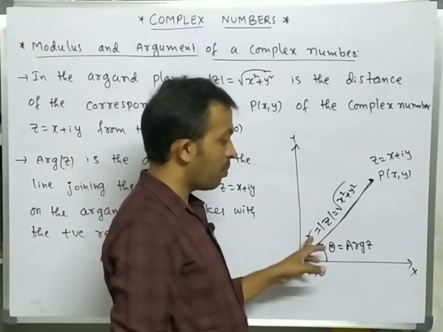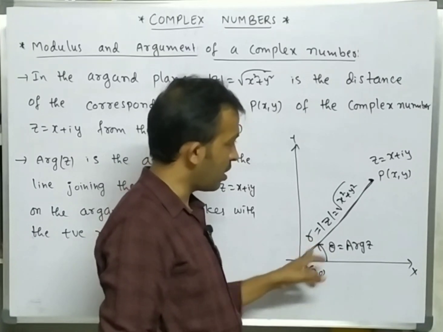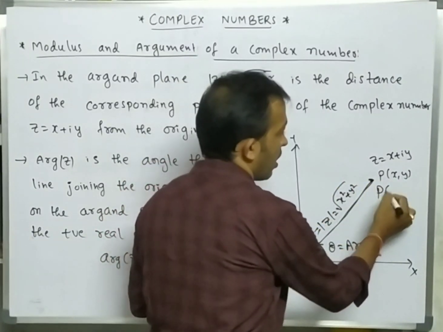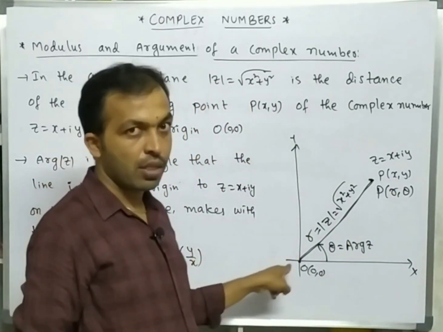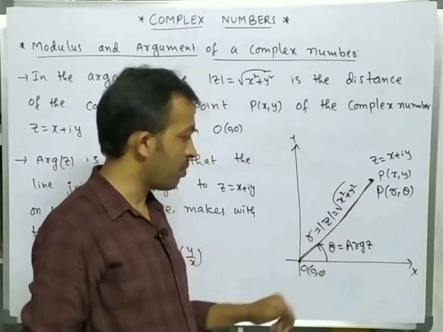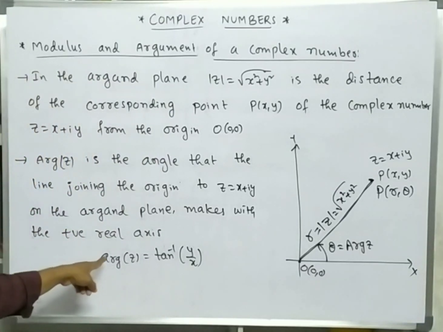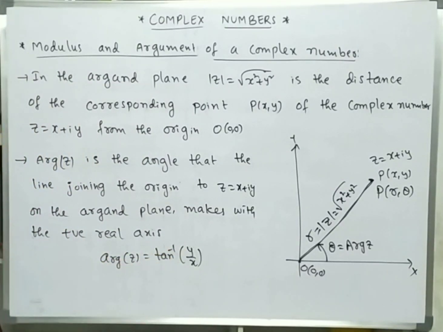So in the polar coordinate system, this distance is called r, and this point can be represented as (r, theta). So r is called the distance and theta is called the argument. The formula for the argument of z is tan inverse of y by x.